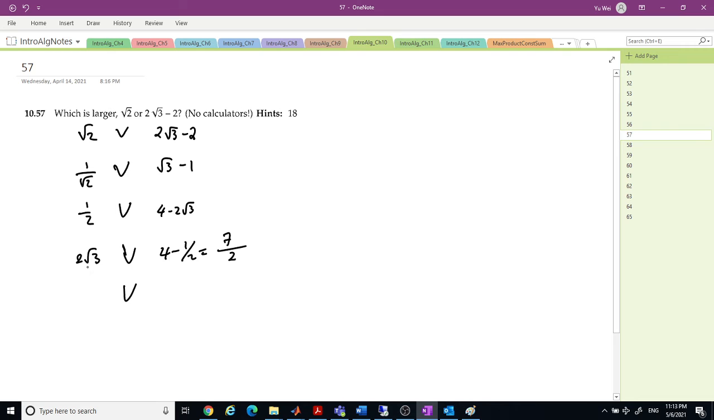Now the next is to compare this, square it. So 3 times 4 is 12. This is 4 over 49, and so this one is bigger. So that's why this one is larger. Okay, next.